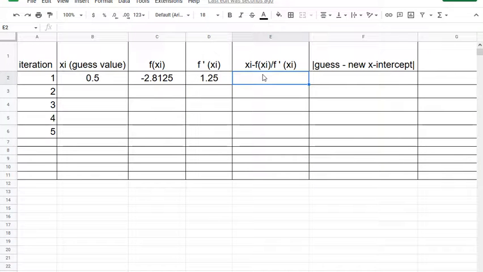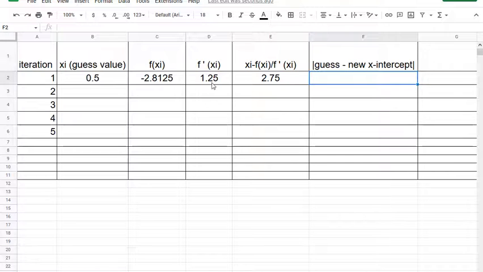And then this column right here, we will do equal x sub i, which is cell B2, so we can click on it, and then minus f of x sub i, which is in C2, so click on it, and then divide by f prime, the derivative of x sub i, which is in D2, so click on it, and then enter. And there's the x-intercept of the first tangent line.